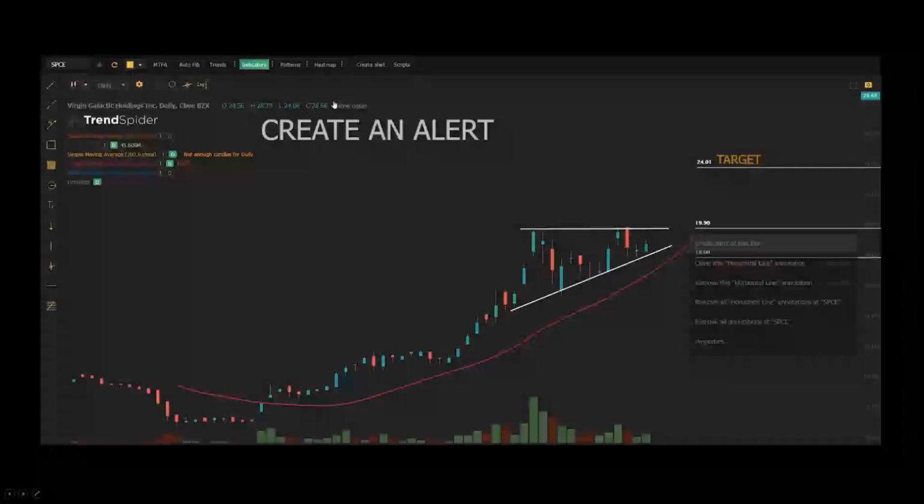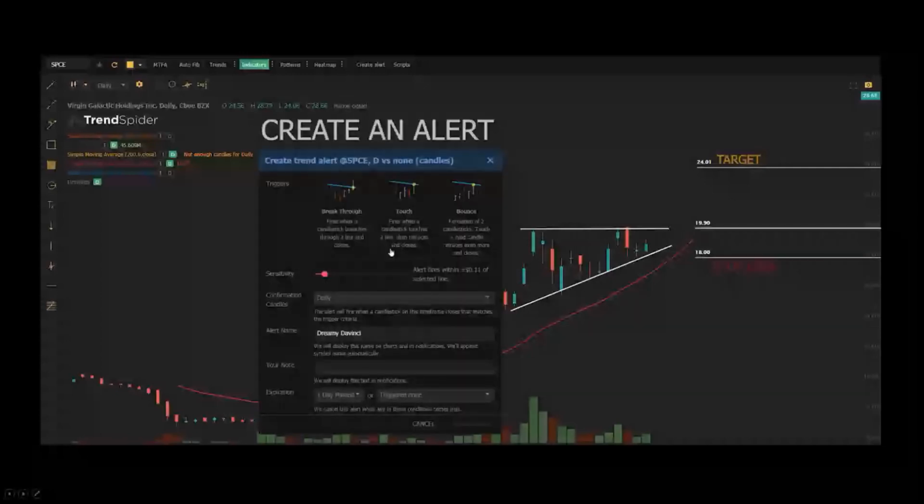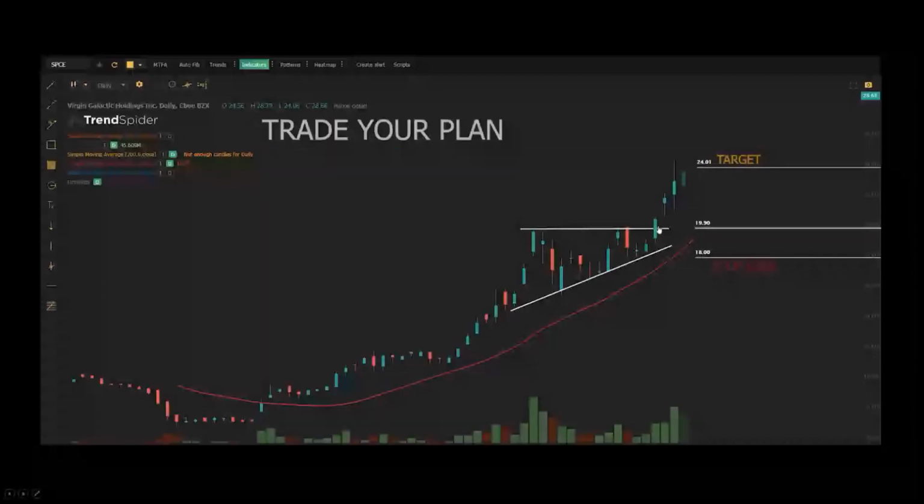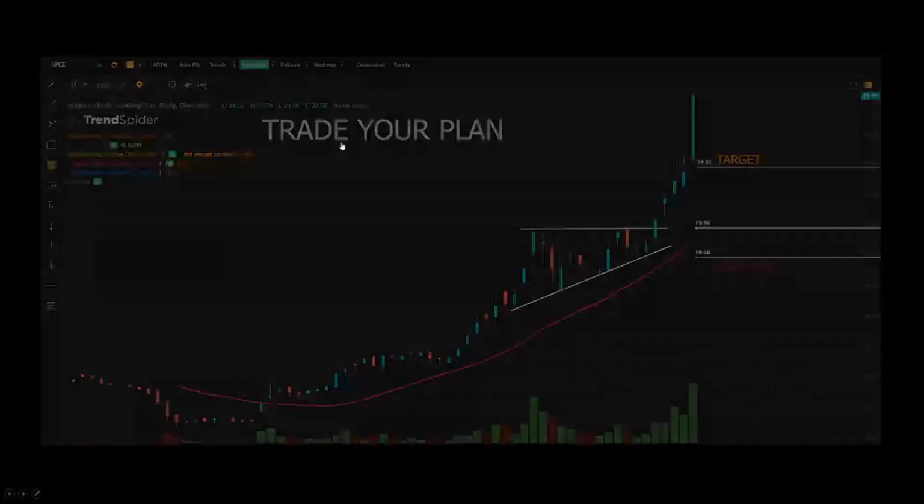You want to create an alert so you don't miss the trade. So that's around 19.90. And this alert fires with a plus or minus 10 cents. So 19.80 or 20.20. And this is a perfect way to not miss a good trade. And stock breaks out, you trade your plan, and you go from there. You see the volume picking up. This was an incredible trade last week, and I know a lot of people hit that trade.